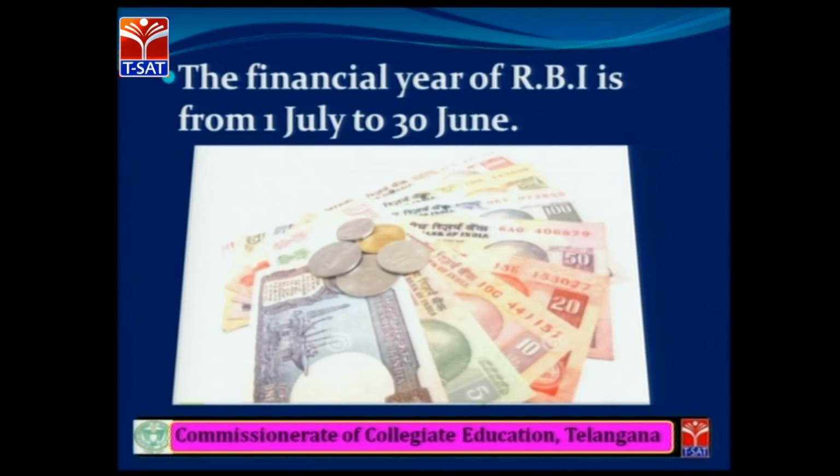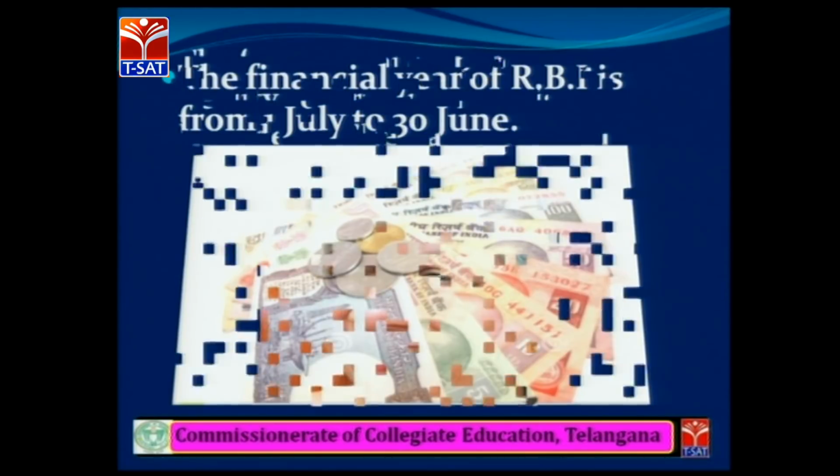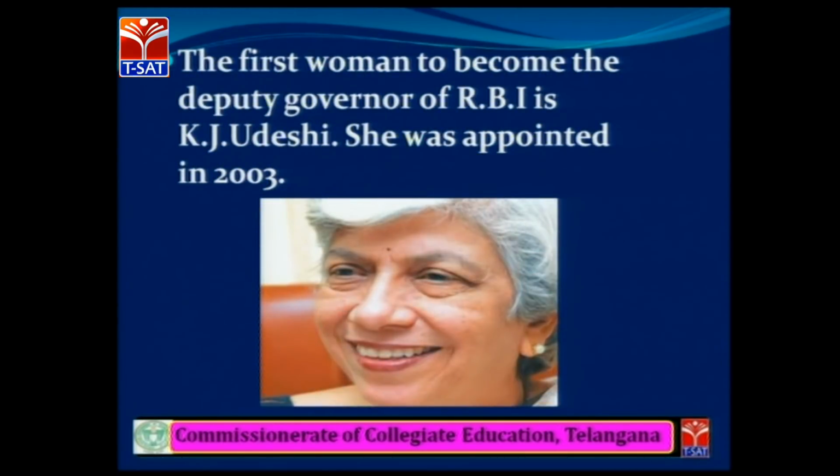So the financial year of RBI starts from 1st July to 30th June. Unlike the economic year, which starts from April 1st and ends on March 31st, the financial year of RBI is from 1st July to 30th June. The first woman to become the Deputy Governor of RBI is Mrs. K.J. Udeshi. She was appointed in 2003. The first woman Deputy Governor of RBI is K.J. Udeshi.